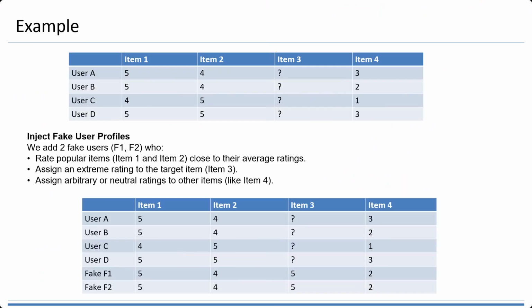Okay, so this is another example. Okay, so you can have a new idea about this attack. So let's say we have the user A, user B, user C, user D, and then we have item 1, item 2, item 3, item 4.